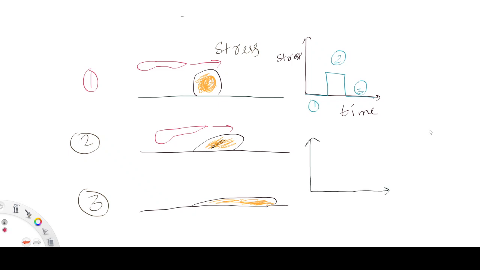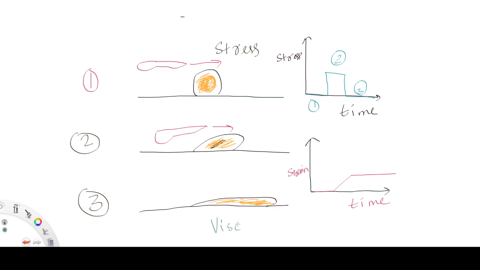The strain looks slightly different. Basically, once you start applying the stress, the strain goes up linearly because the butter is moving at a constant velocity, and then that strain remains constant. So the strain versus time looks fundamentally different for a solid versus a liquid, and the reason being that the liquid is flowing.